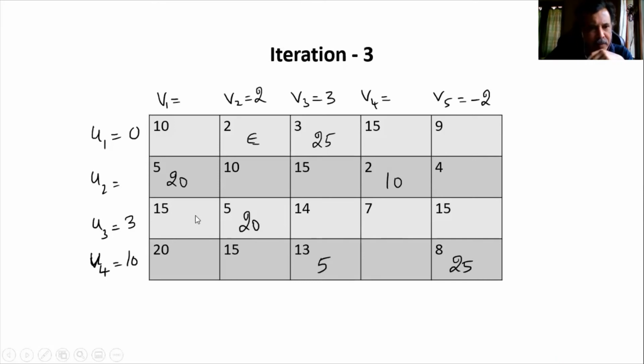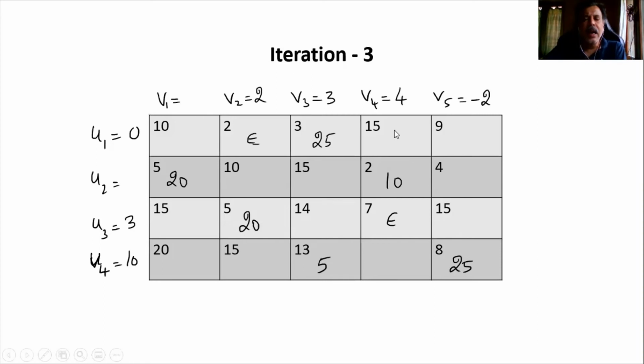But if you look into these costs, 15, 14, 7 and 15, the least is 7. So it is better to allocate it here, because that is the least cost in this row. Let me allocate the epsilon there. If I do that, I can now find out what V4 is. 3 plus something should give 7, so that something should be 4.